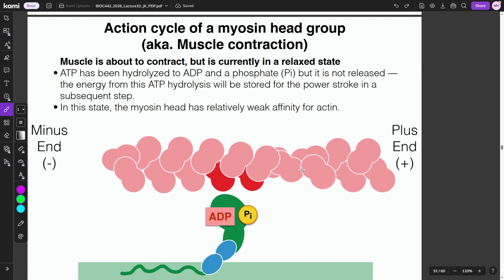We're going to start with this. So this is currently the relaxed state. Nothing has happened. We have our actin chilling, our myosin's not doing anything, it's just sitting there.